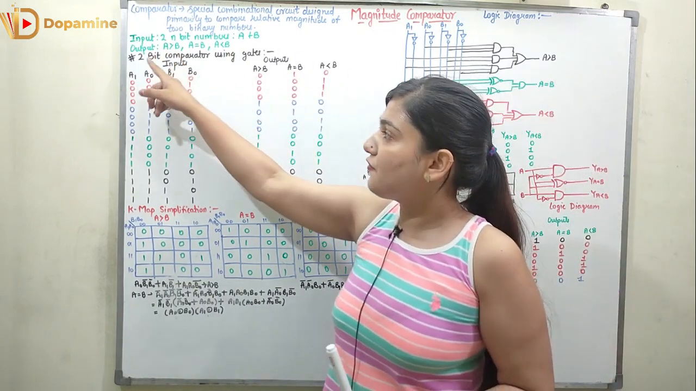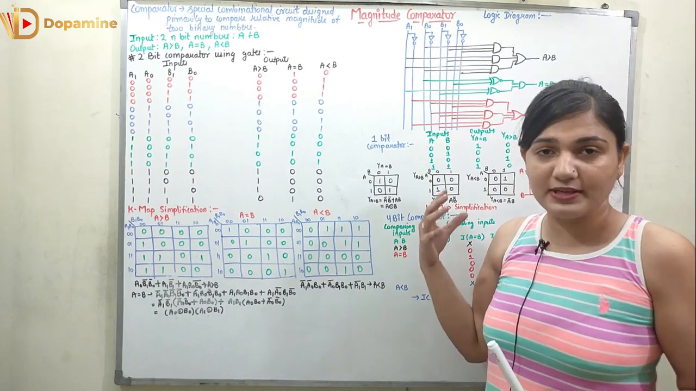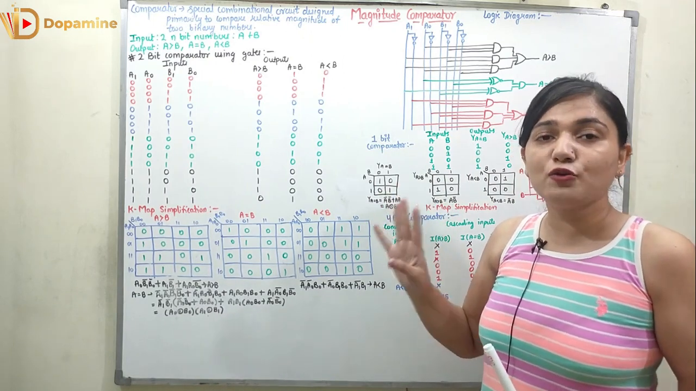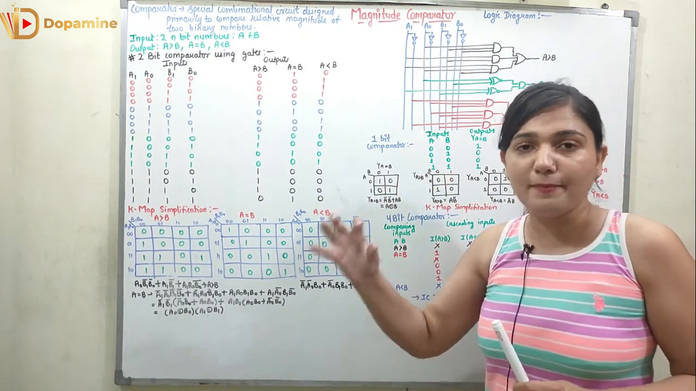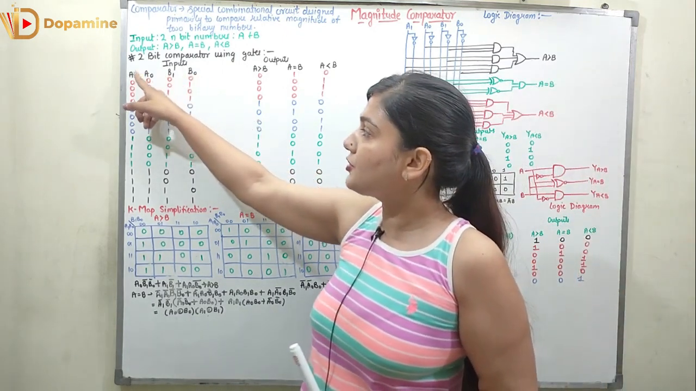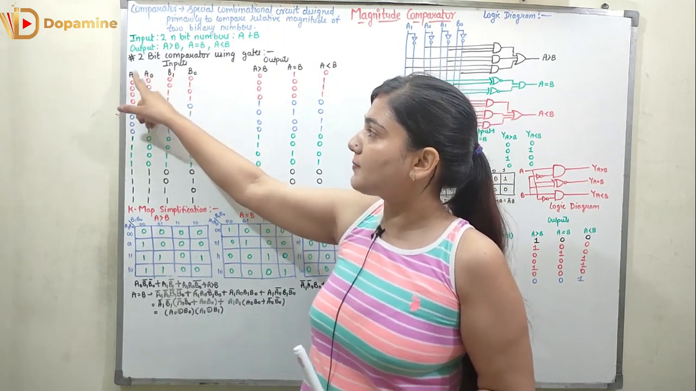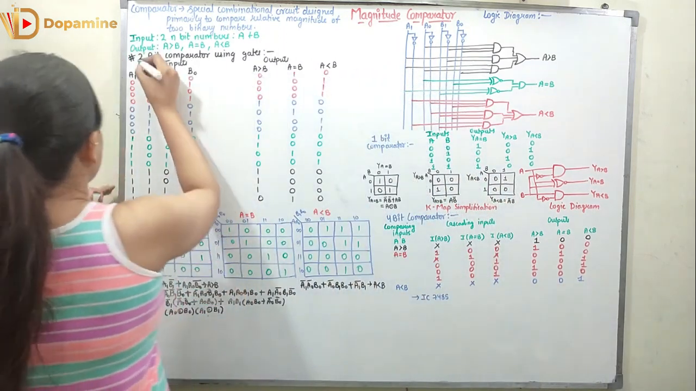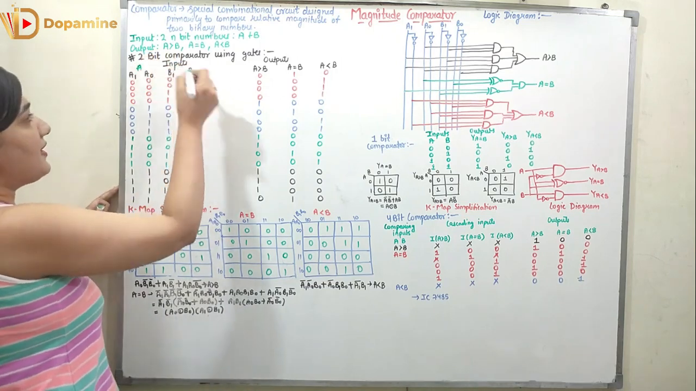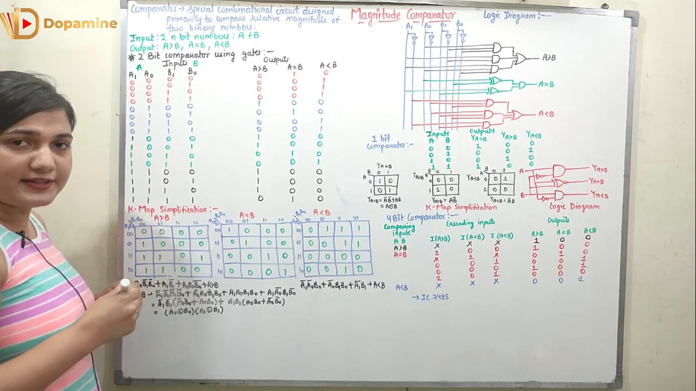Now first of all, let's understand how we can design the 2-bit comparator using gates. In the 2-bit comparator, we have two numbers of 2 bits each. So A1 and A0 is the number A and B1 and B0 is my number B. We have to compare these two.